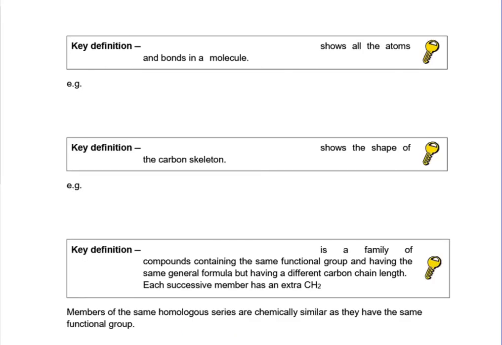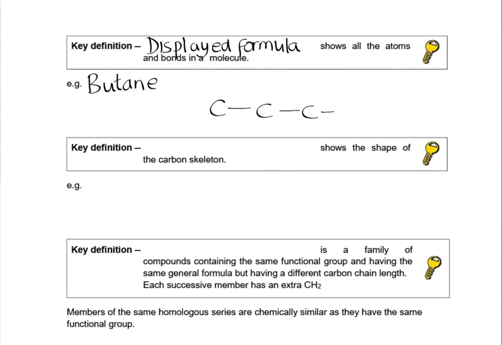So our next type of formula is called displayed, and this is where you have to show every atom and every bond. And so for butane, we started with its displayed formula. There were 4 C's in a row, and each one of those was attached to hydrogens, and we show out every single stick. So the sticks represent the covalent bonds between the atoms.